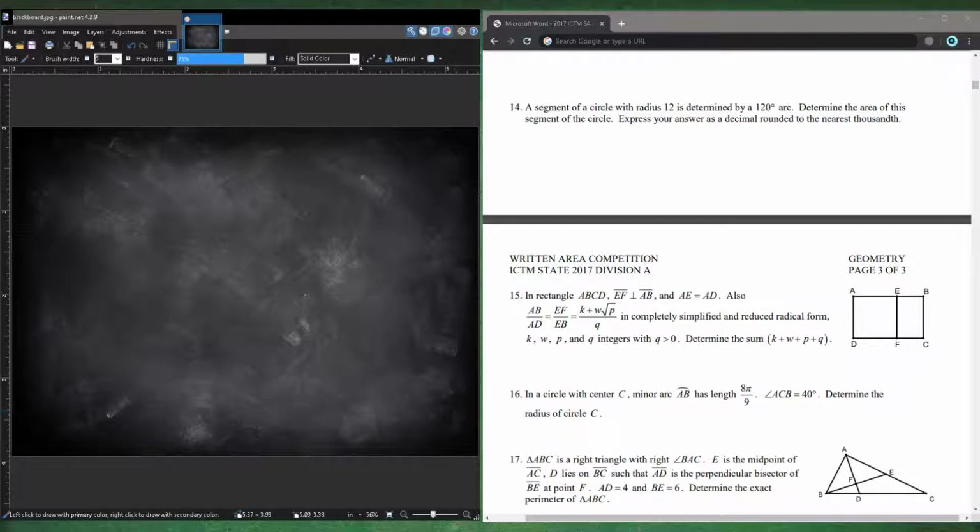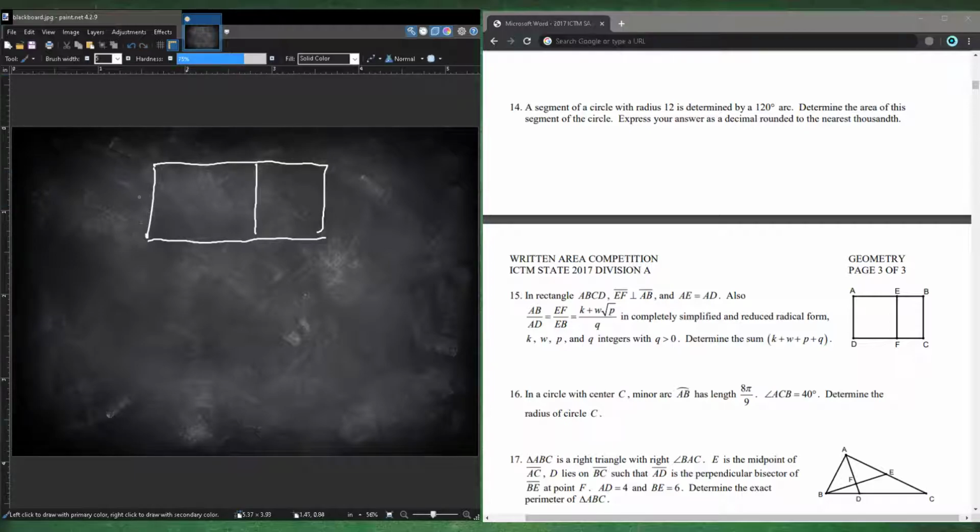Number 15. In rectangle ABCD, EF is perpendicular to AB, and AE is equal to AD. And AB divided by AD is proportional to EF divided by EB, and that gives us K plus the square root of P over Q. So, let's kind of draw this out. If you've ever seen this pattern before, it's actually the golden ratio. So let's kind of work this out.